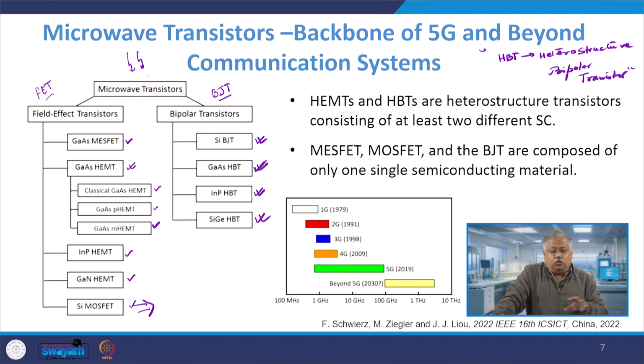Both have their own domain of specific working. MESFET, MOSFET, and BJT are composed of only a single semiconductor material. Now, if you look at the lower diagram, you will see that typically 1G worked till 1979, 2G worked with 91, 3G at 98, 4G 2009, 5G as we have already finished and we are entering into the 6G domain. What we are looking at beyond 5G is 2030, which we are looking into currently.